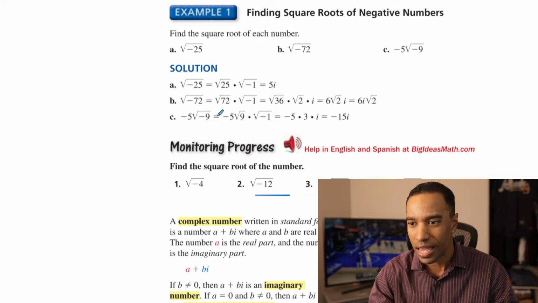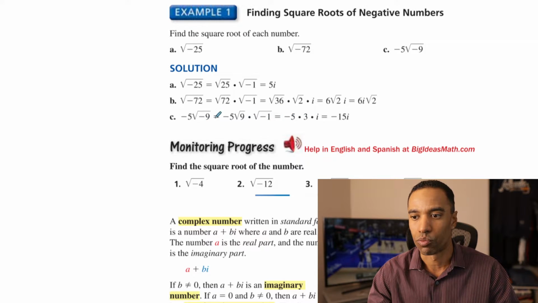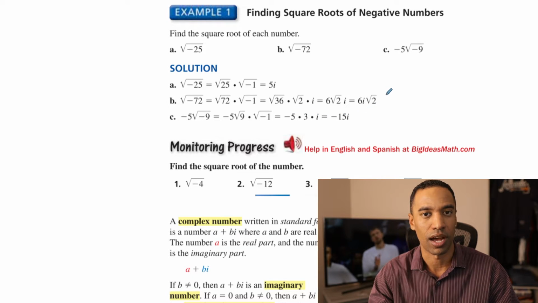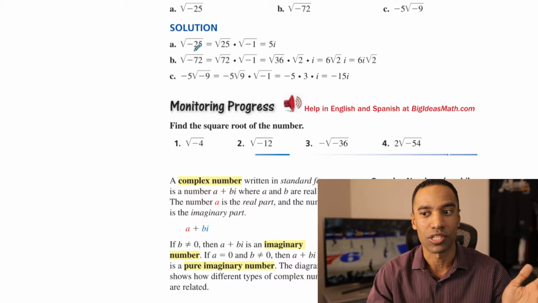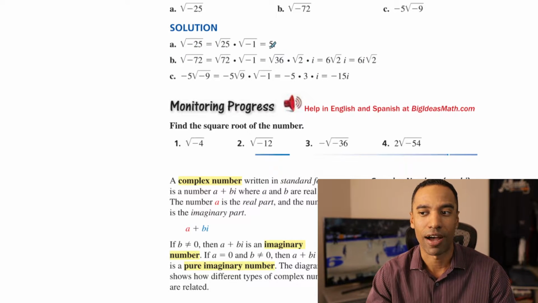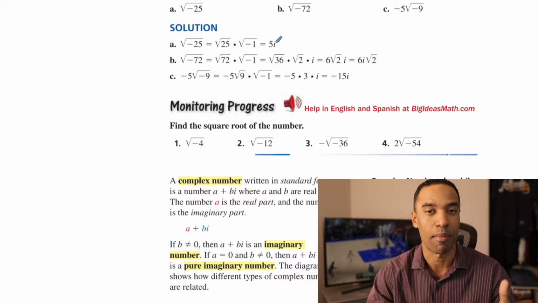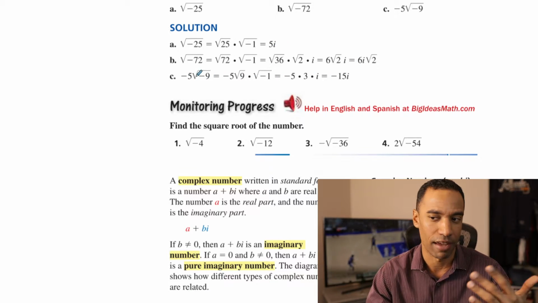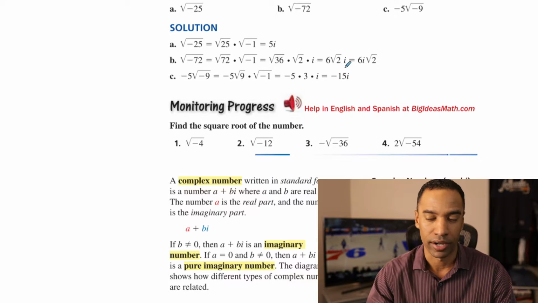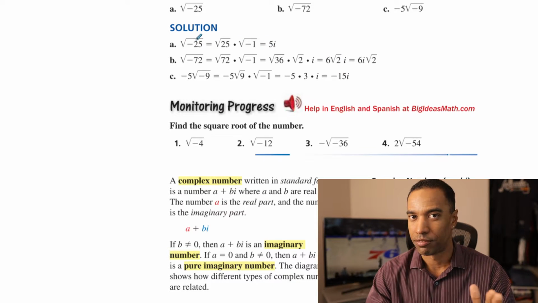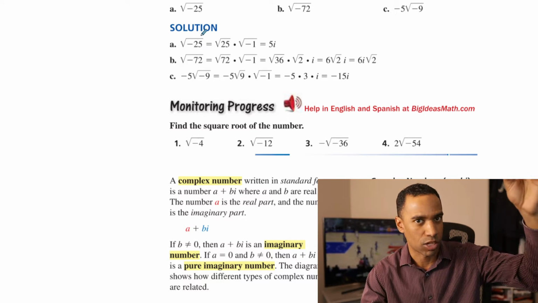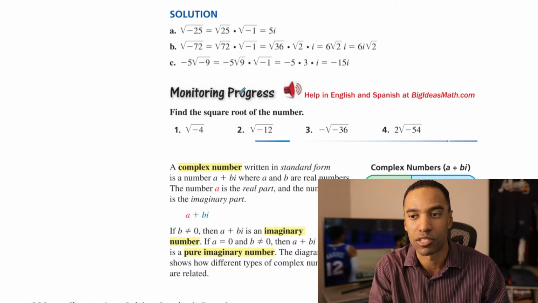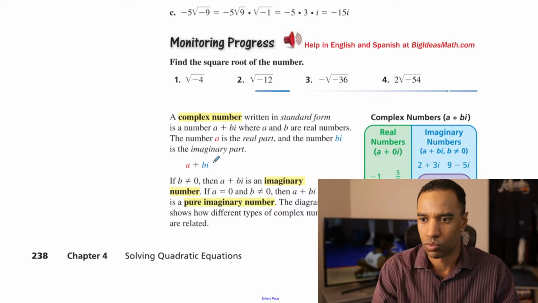Negative 5 times root negative 9. Root 9 is 3. 3 times negative 5 is negative 15, and times the i is negative 15i. So here's another thing I want to mention, guys. Square roots of negative numbers aren't necessarily negative numbers, right? 5i is a positive imaginary number. And then negative 5 times root negative 9 is a negative imaginary number. So the square root of a negative is not a negative number, it's an imaginary number. Just like raising to a negative exponent isn't a negative number, it's dividing by something. Here are some more examples, and we'll keep moving forward.